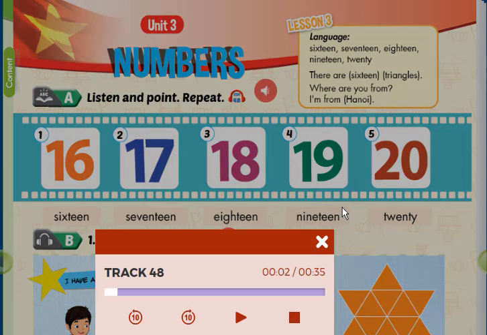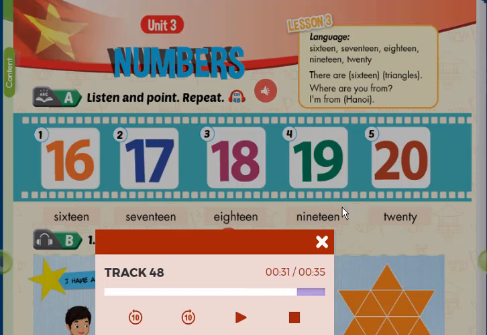Unit 3. Numbers. Lesson 3. A. Listen and point. Repeat. 1. 16. 2. 17. 3. 18. 4. 19. 5. 20.